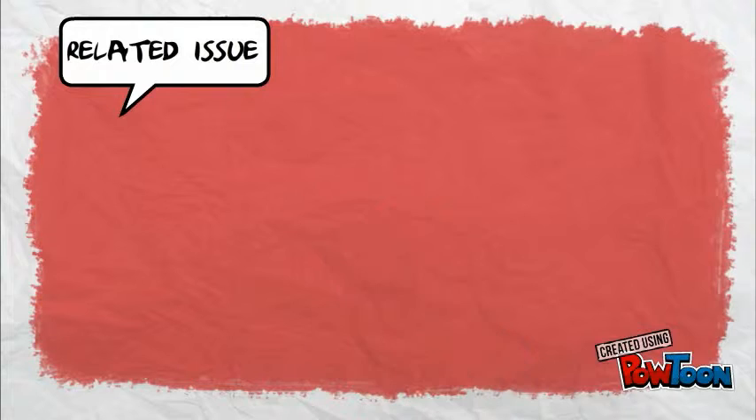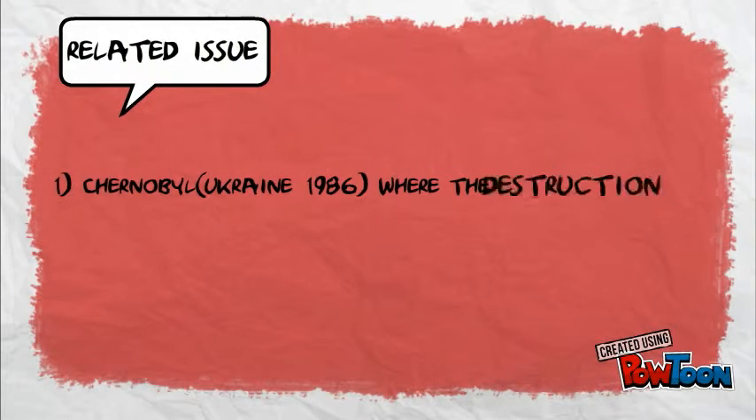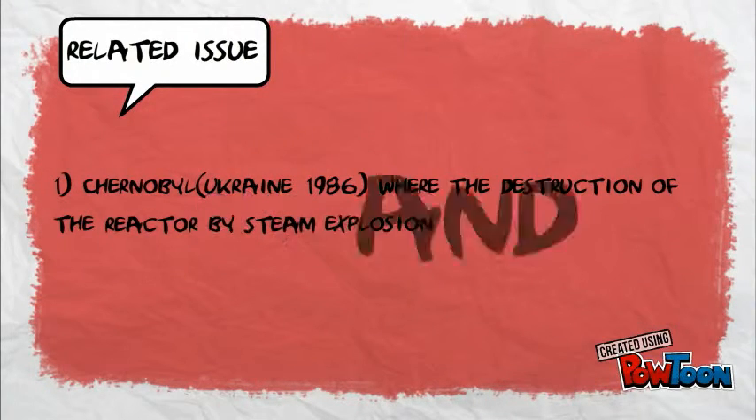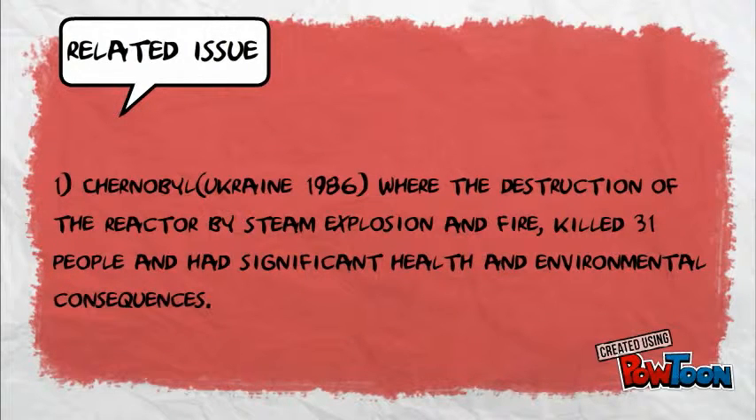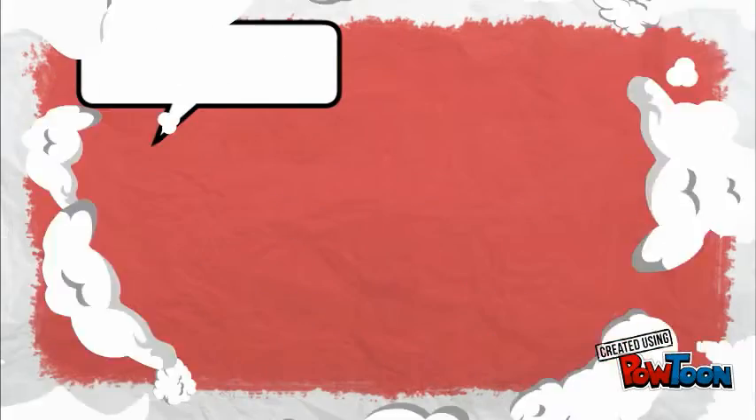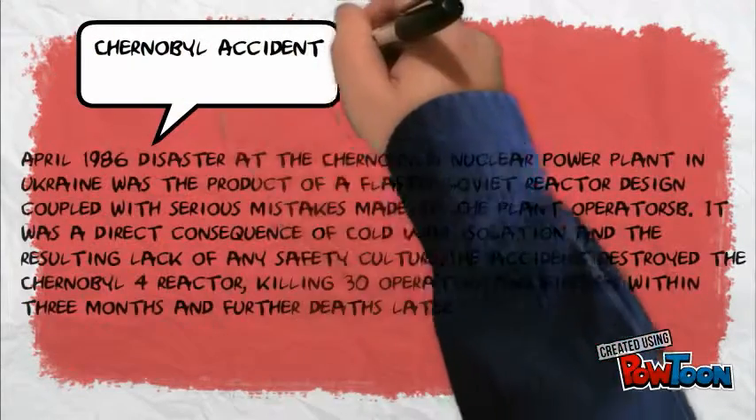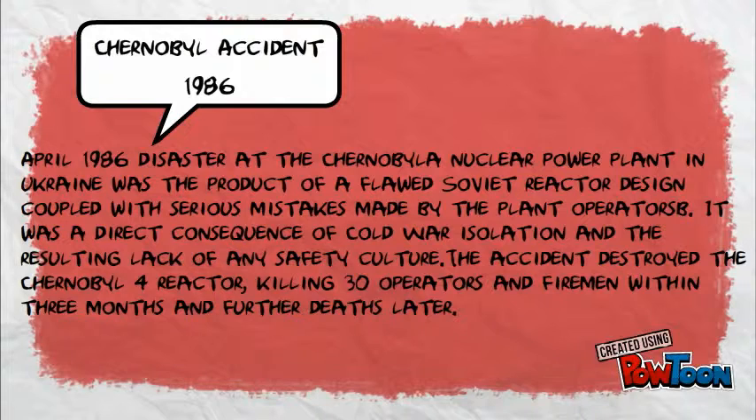In 1986, a nuclear accident occurred in Chernobyl, Ukraine, where the destruction of the reactors by steam explosion and fire killed 31 people and had significant health and environmental consequences. The disaster was caused by serious mistakes made by the operators.